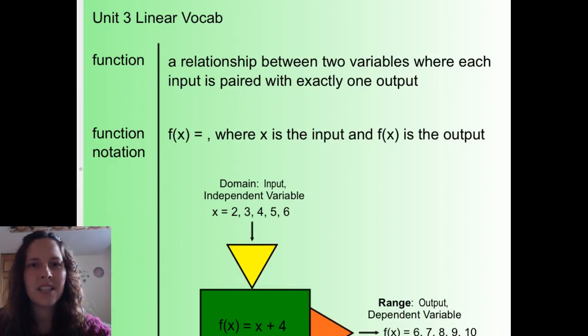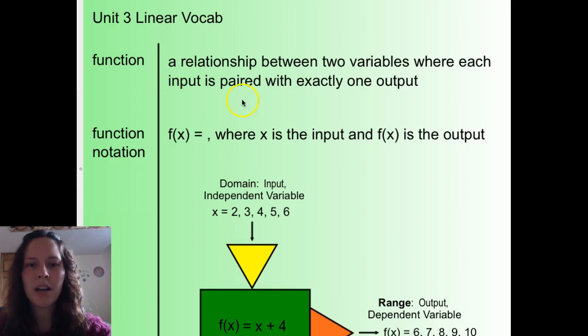Our next unit is a linear unit, so we're going to learn about everything related to lines. A line is a type of function, so that's what we're starting with. Our learning target today is functions and function notation. So a function is when each input is paired with exactly one output.